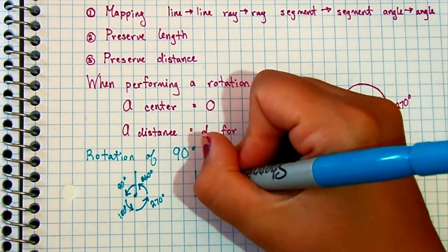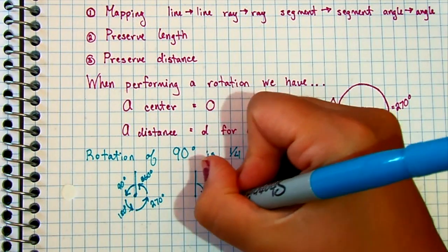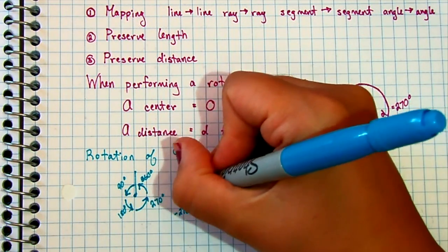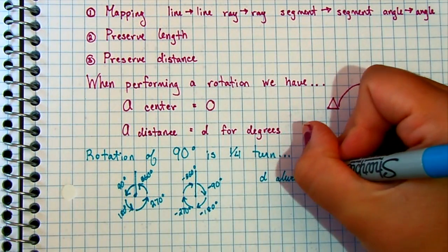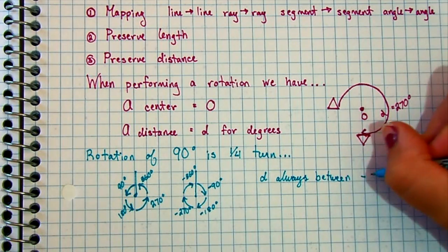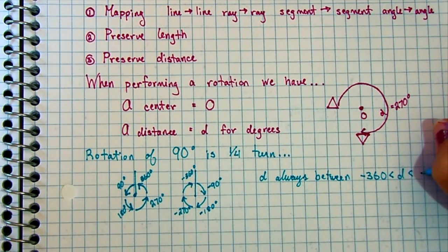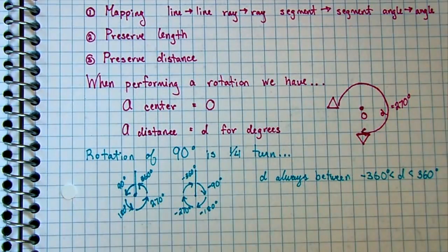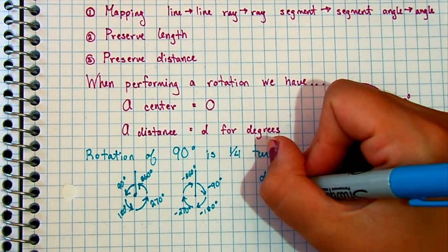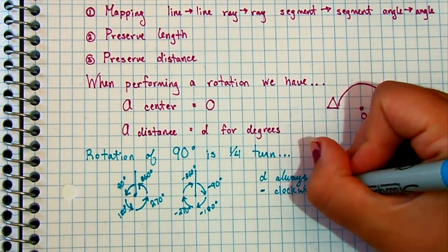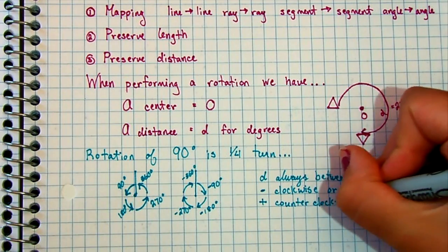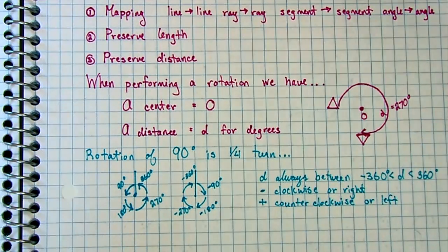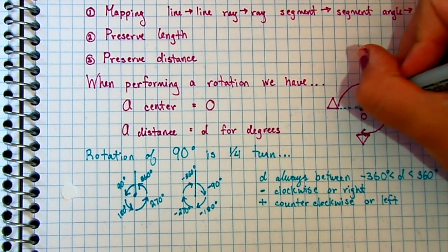We typically rotate in increments of 90 degrees. So first we rotate 90, 180, 270, and then 360. We can also rotate in a negative direction, negative 90 degrees, negative 180, negative 270, and negative 360. D, the degrees, is always between negative 360 degrees and positive 360 degrees. If I go in a negative direction, I'm going clockwise or to the right, and my positive direction goes counterclockwise or to the left. That's going to help me determine which direction I'm going when there is a rotation.